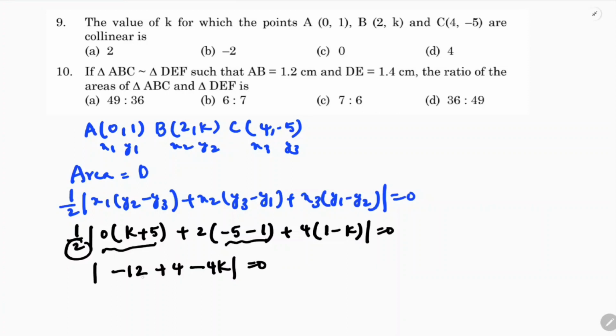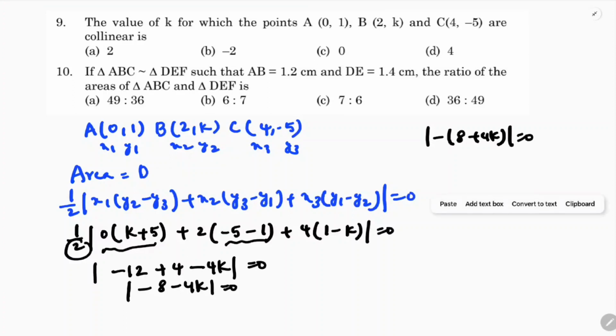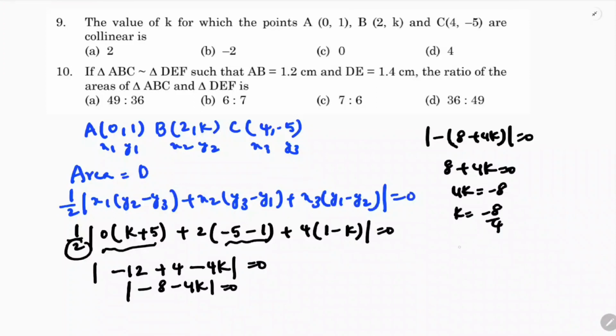So now minus 12 plus 4 is minus 8, minus 4k equals 0. As it is a modulus, if we take minus common, 8 plus 4k equals 0. Since it is an absolute value, I'll take only the positive. 8 plus 4k equals 0, so 4k equals minus 8, k equals minus 8 by 4. So k equals minus 2. So the correct option is B.